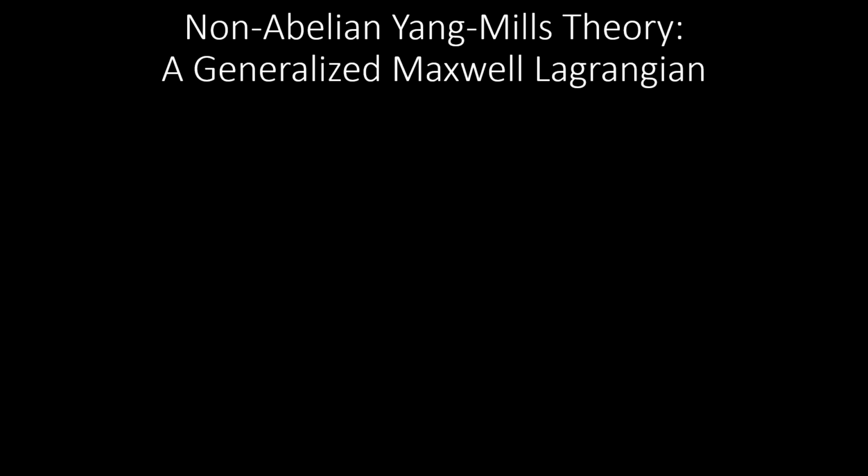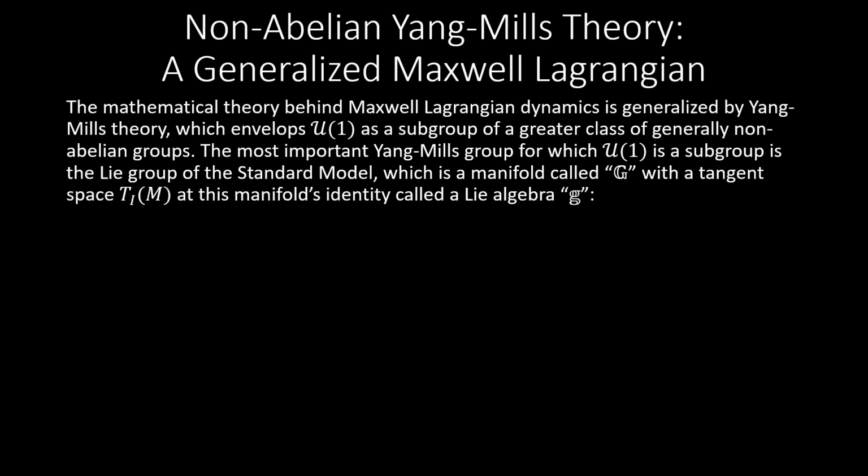Now let's consider non-abelian Yang-Mills theory, which is more or less a generalization of Maxwell theory. The mathematical theory behind Maxwell-Lagrangian dynamics is generalized by Yang-Mills theory, which envelops U1 as a subgroup of a greater class of generally non-abelian groups. Now remember, U1 is commutative, so the algebraic structure is what we call abelian. However, the greater class of Yang-Mills theory generates groups and structures that are generally non-abelian, so we have non-commutativity as we discussed. The most important Yang-Mills group for which U1 is a subgroup is the Lie group of the Standard Model of Particle Physics, a manifold called capital G with a tangent space T sub I of M at this manifold's identity called a Lie algebra, little g.